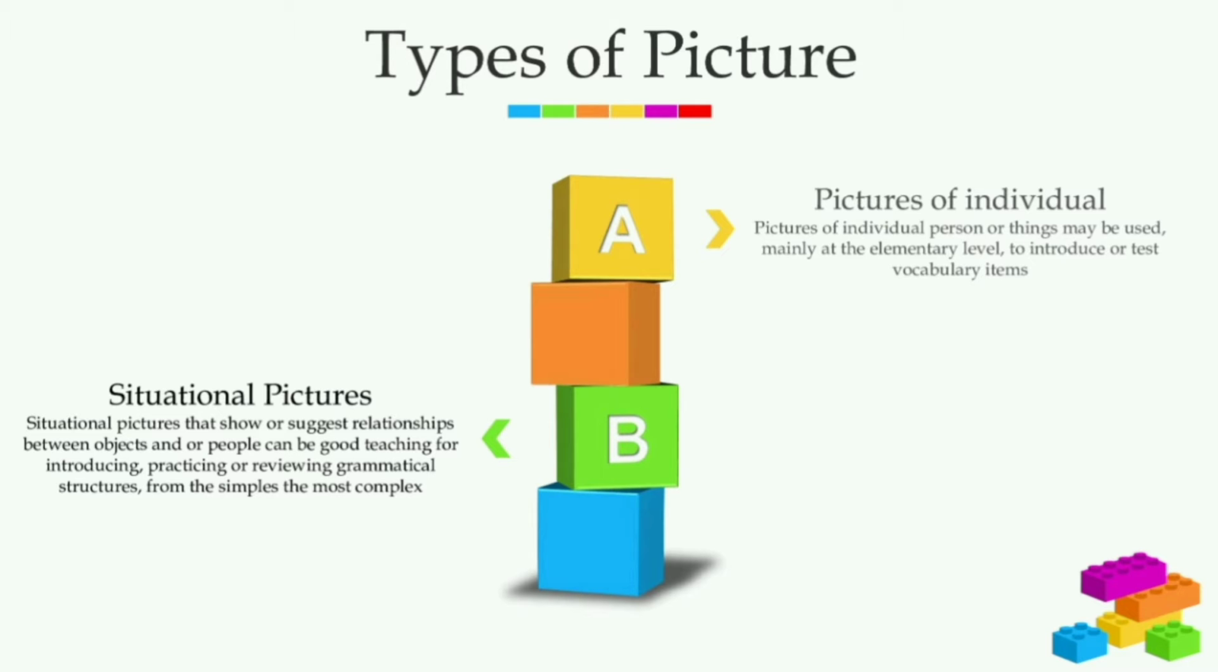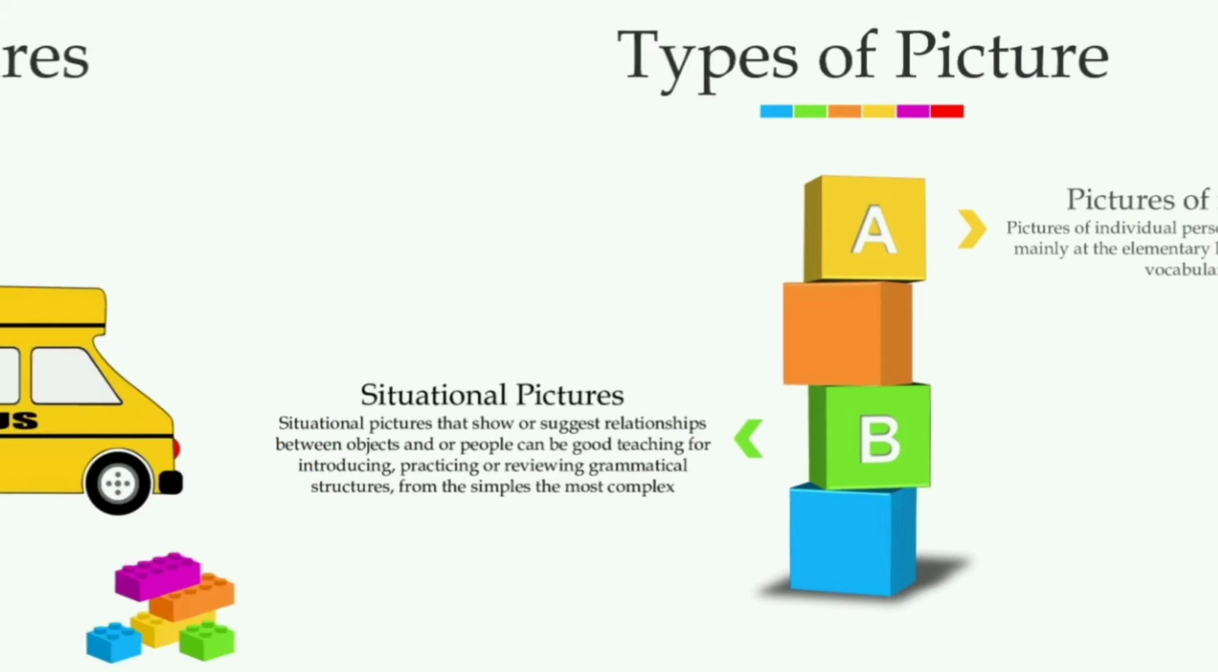There are two types of picture. The first is picture of individual. Picture of an individual person or thing may be used, mainly at the elementary level, to introduce or test vocabulary items. The second is situational picture. Situational pictures that show or suggest relationships between objects and or people can be good for introducing, practicing, or reviewing grammatical structures from the simple to the most complex.